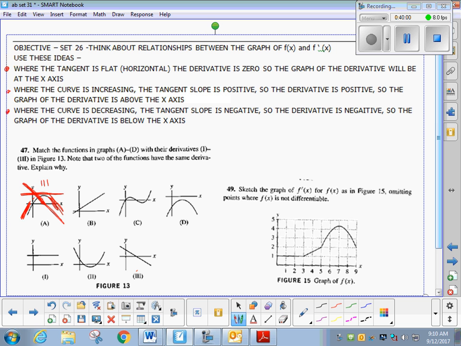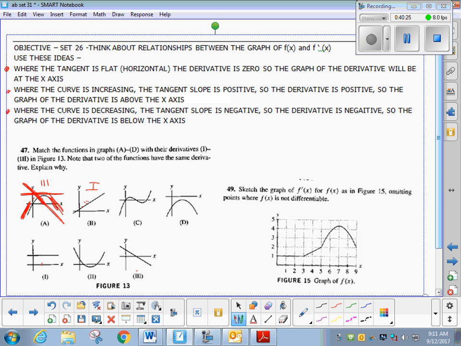Is the derivative ever zero here? Is the slope ever zero here? No, it's never zero. In fact, it's constant. It's always the same slope. So the derivative of this is, which one of these is never zero? The first one. The slope is always 2, whatever that is.